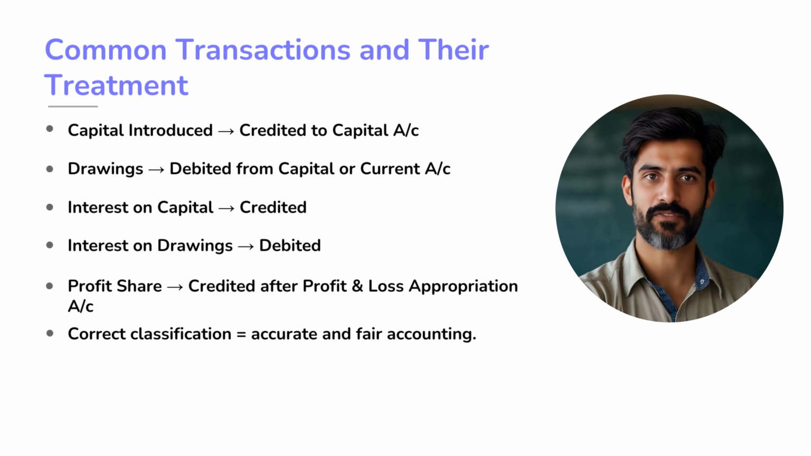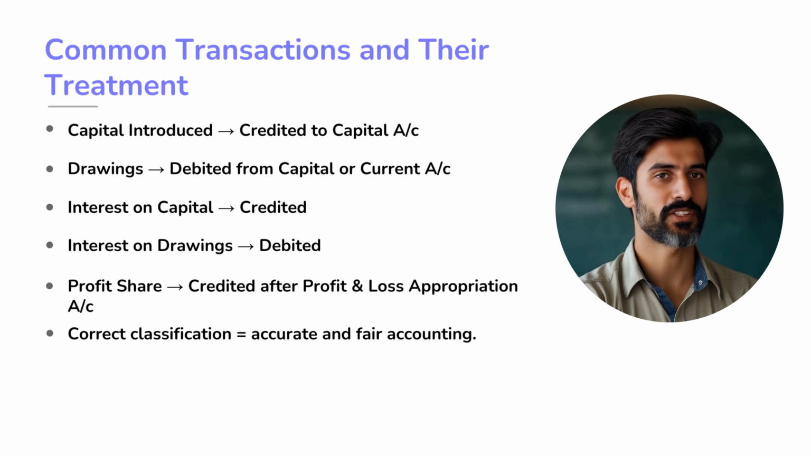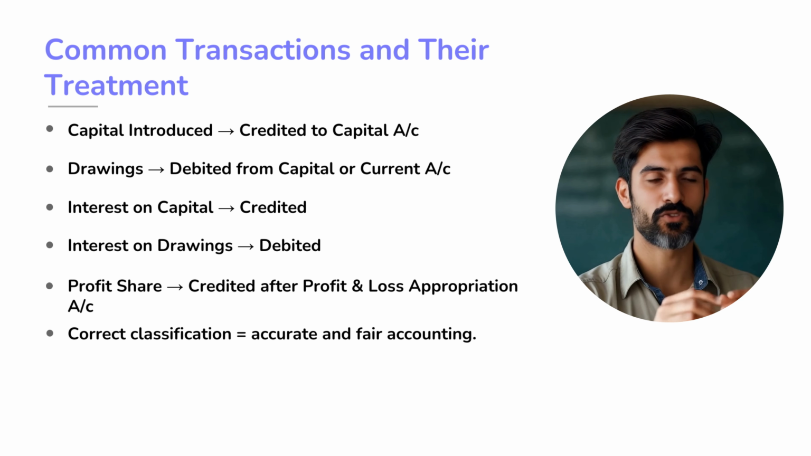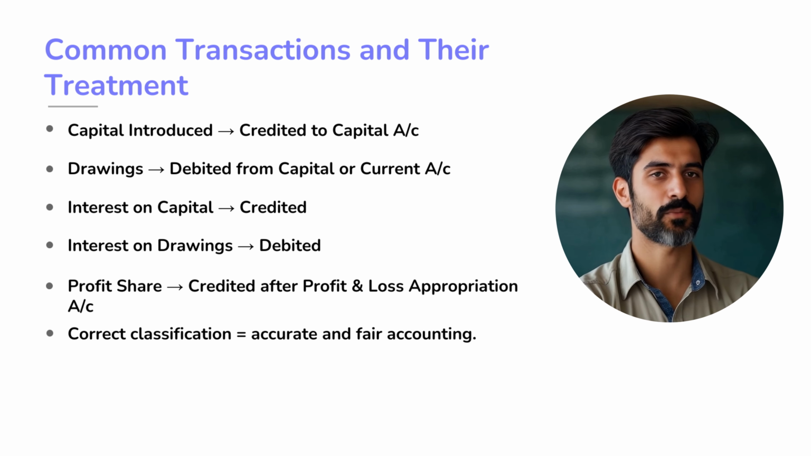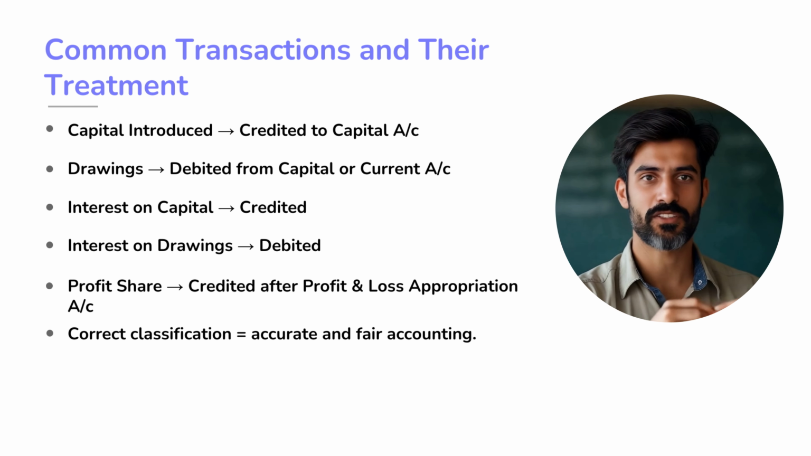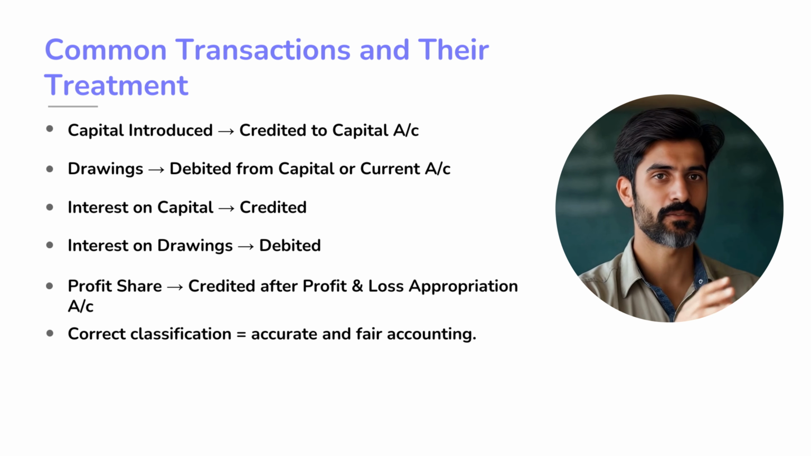Let's look at how everyday partnership transactions are recorded: capital introduced, credited to the capital account. Drawings debited from the capital account or current account depending on the method. Interest on capital credited. Interest on drawings debited. Share of profit credited after it's allocated through the profit and loss appropriation account. Knowing where each entry goes isn't just important, it's what keeps your books accurate and your partnership fair.